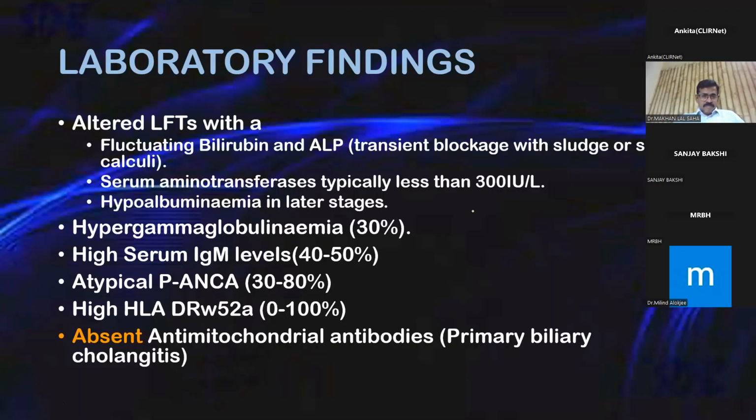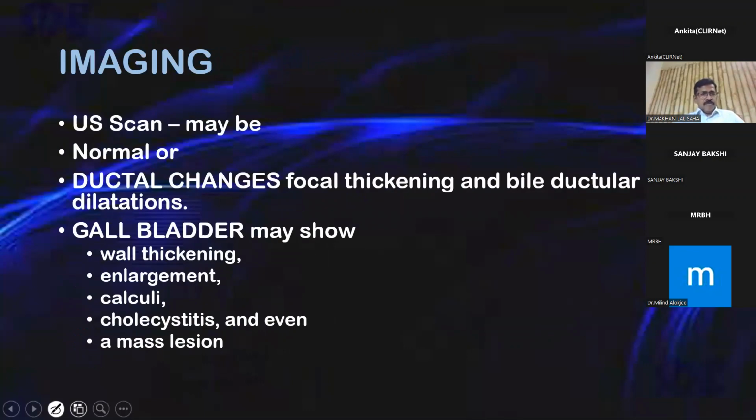The lab findings are fluctuating bilirubin, ALP, aminotransferases typically less than 300, hypoalbuminemia in the later stage, hypergammaglobulinemia, high serum IgM levels, atypical p-ANCA in 30 to 80%, and an HLA antigen which is positive can be high. But what is important is to differentiate it from primary biliary cholangitis: mitochondrial antibodies are negative.